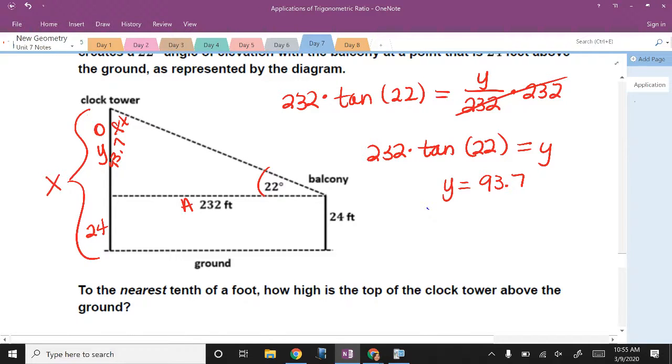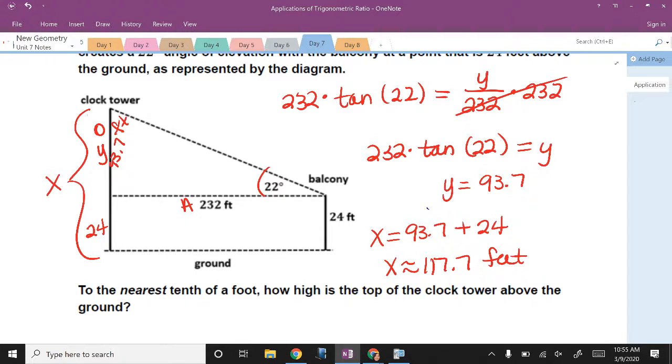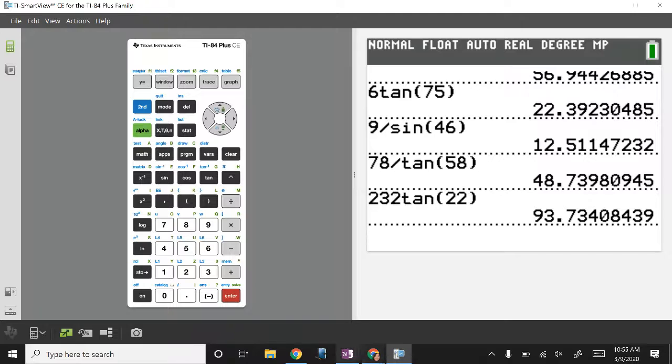So how do I get the length of the whole height of the clock tower? 93.7 plus 24. 117.7, and it's feet. Okay, so I think y'all have one similar to this on your test. Y'all think y'all could handle it on Thursday? All right, that is the end of notes for today.